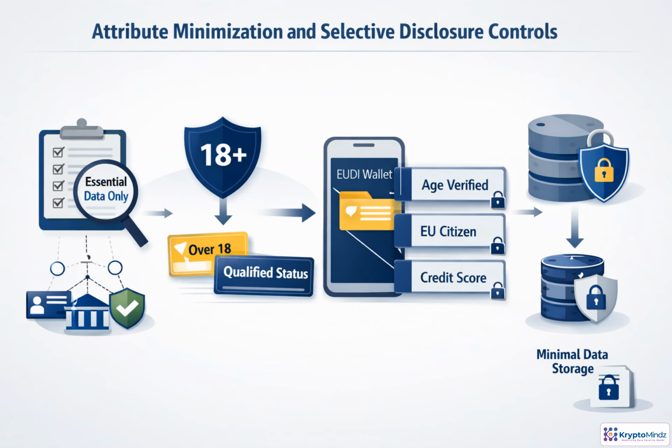Each attribute should earn its place in the journey. If a KYC decision only needs proof that someone is over 18, do not ask for a full birth date. If eligibility can be expressed as a qualified status, avoid collecting underlying documents. With an EUDI wallet, selective disclosure lets the user share specific verified claims. Store only what is needed for audit or disputes, then apply purpose-based masking and retention.